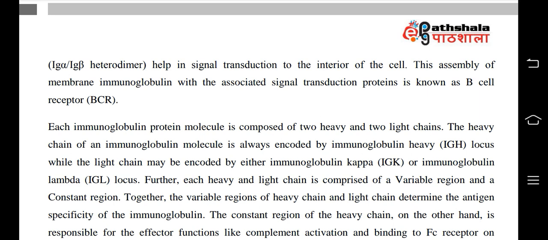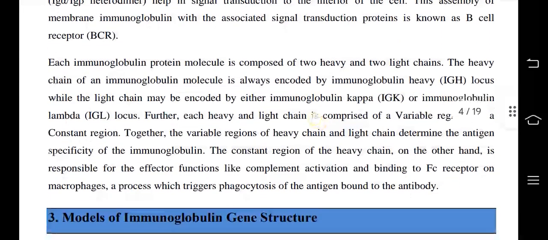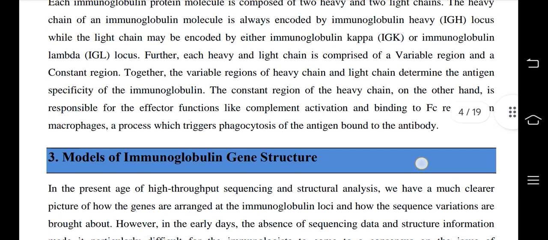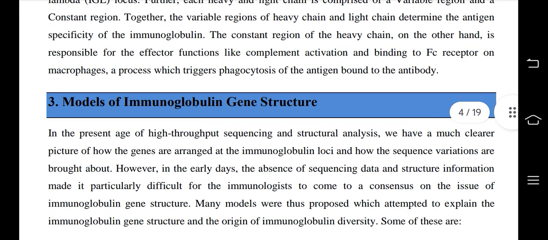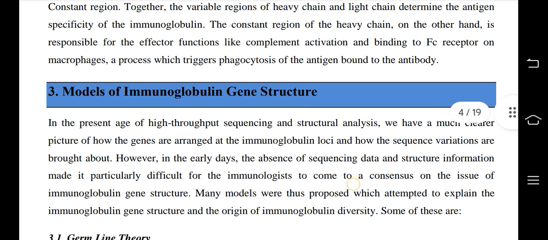Further, each light and heavy chain is comprised of a variable region and a constant region. Together, the variable region of the heavy chain and light chain determine the antigen specificity of the immunoglobulin. The constant region of the heavy chain, on the other hand, is responsible for the effector functions like complement activation and binding of Fc receptor on macrophages, a process which triggers phagocytosis of the antigen bound to the antibody.